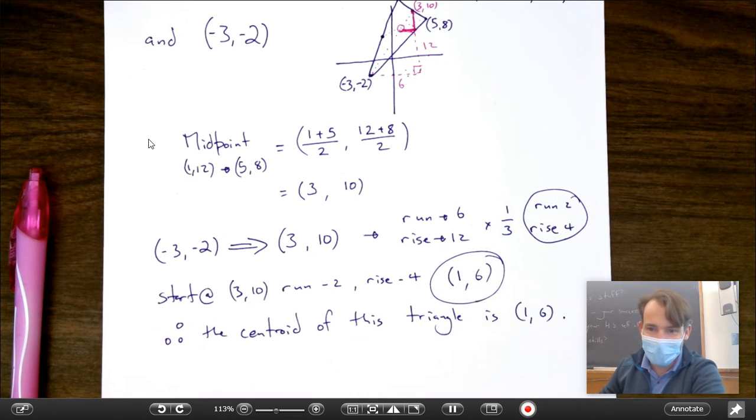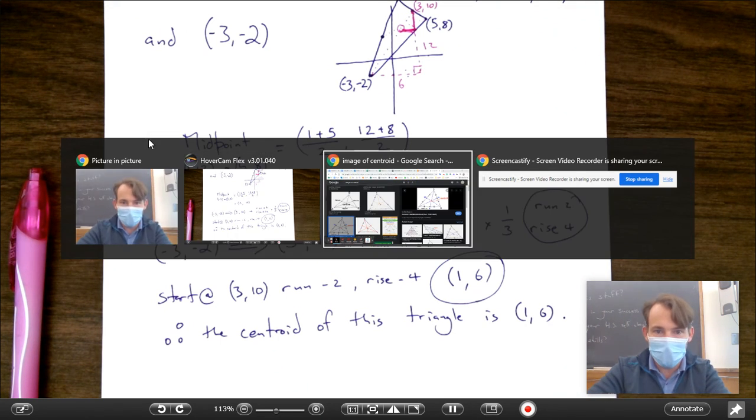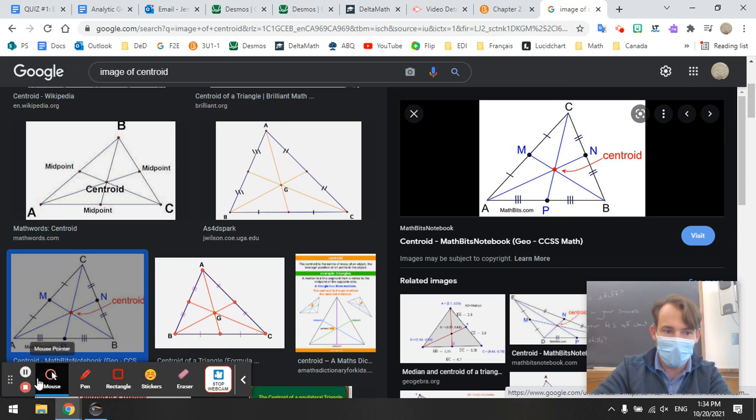Done. So that's how you can find the centroid very easily: from finding one of the medians and thinking of it as a rise and a run, and just going 1/3 the length of that from the side, and that will do it. So that's how you can go about answering question number 1 on your problem set.